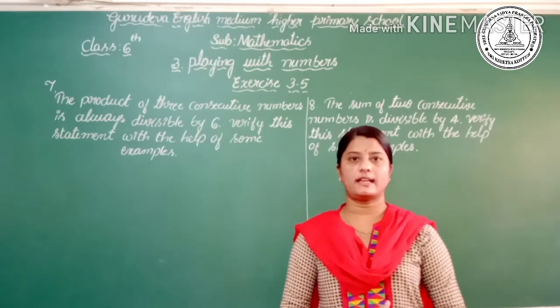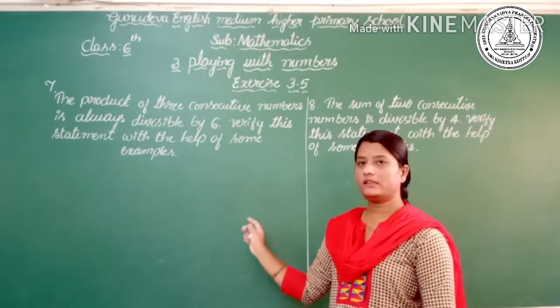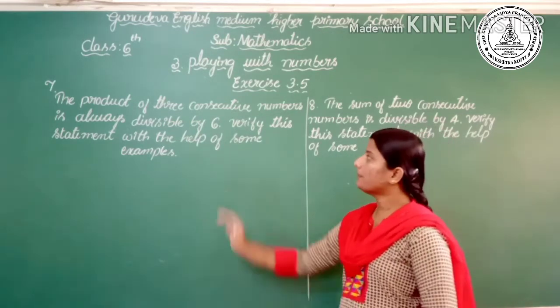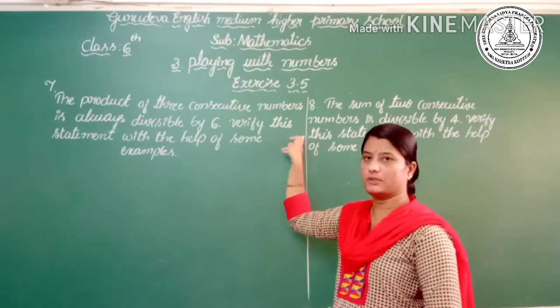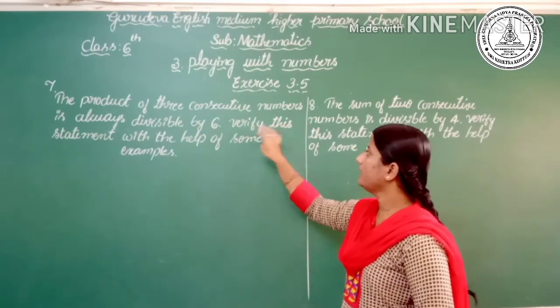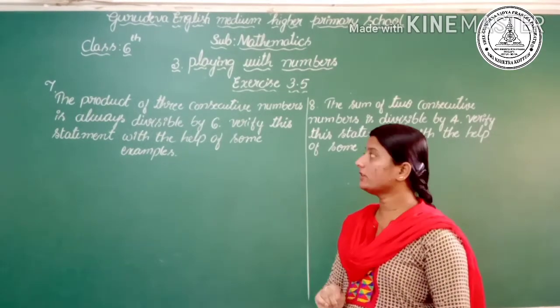Six questions, right? In this class we are going to solve the remaining questions. Okay, the seventh question is: the product of three consecutive numbers is always divisible by 6. Verify this statement with the help of some examples. That is what they have given you.